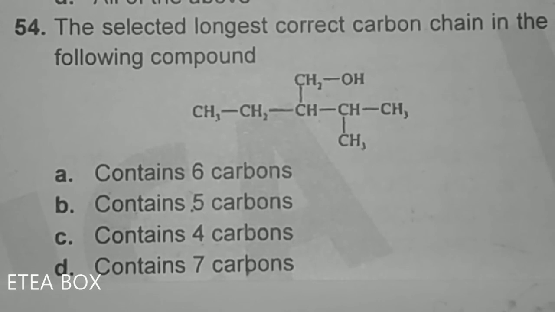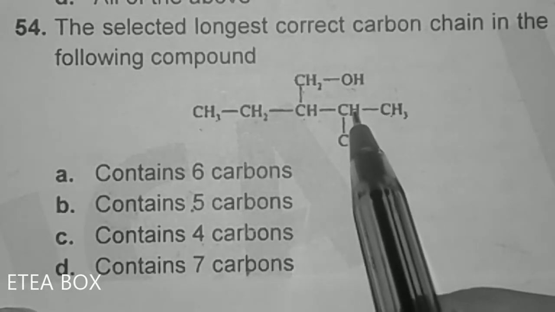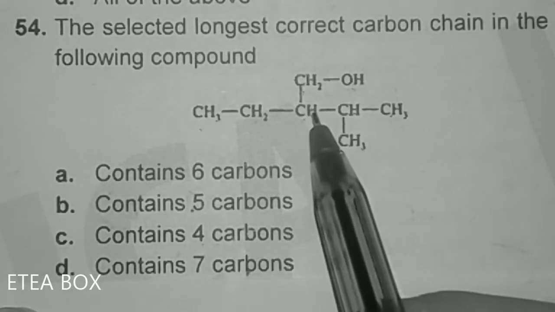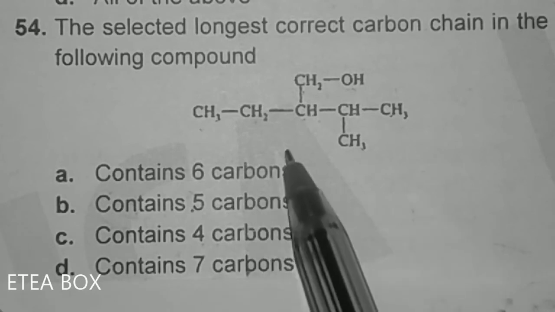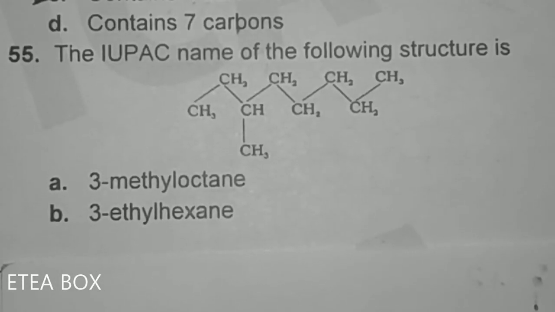Select the longest carbon chain in the following compound. Now you have to select the longest chain having the hydroxyl group. Let's start from here, 1 2 3 and 4, or 1 2 3 and 4. So it means that the longest carbon chain is 4, it contains 4 carbons. The IUPAC name of the following structure is.